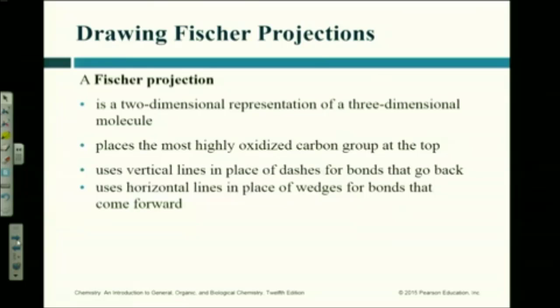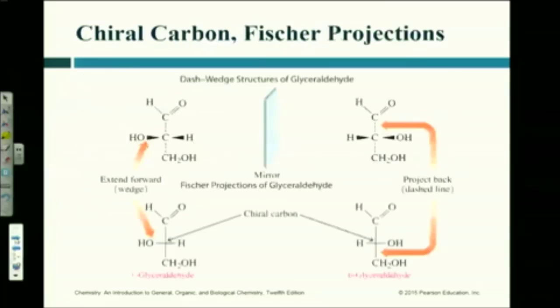A Fischer projection is a two-dimensional representation of a three-dimensional molecule. What we're talking about is sugar molecules; all molecules are three-dimensional. And what this technique does is give us a way to look at molecules that's a little bit simplified. So we're going to take this molecule, where the dashes normally mean it looks like that, and the wedges would mean it looks like that. So these two things are coming out of the board, and these two carbons would be going back into the board. That's kind of hard to draw all the time.